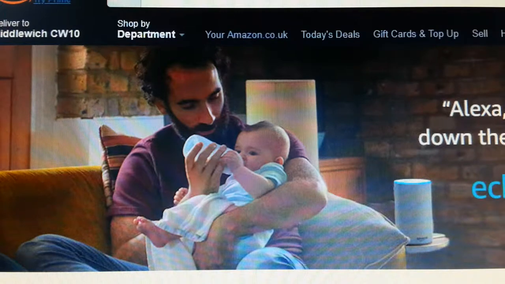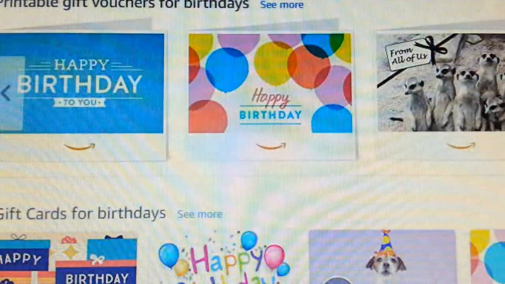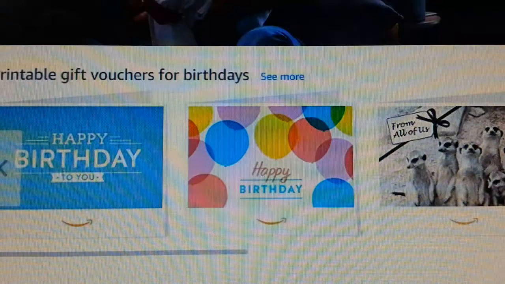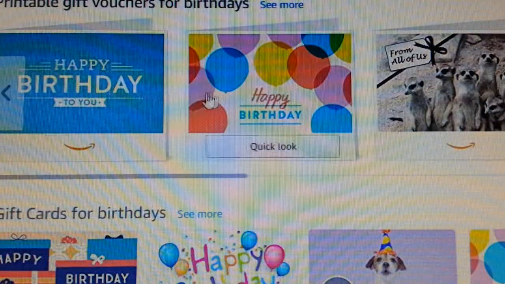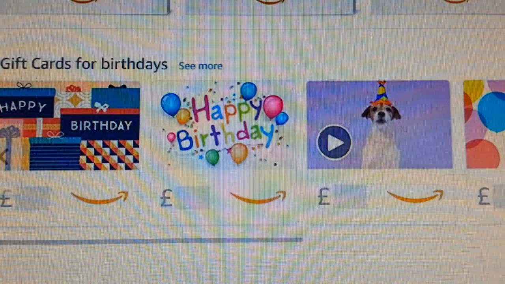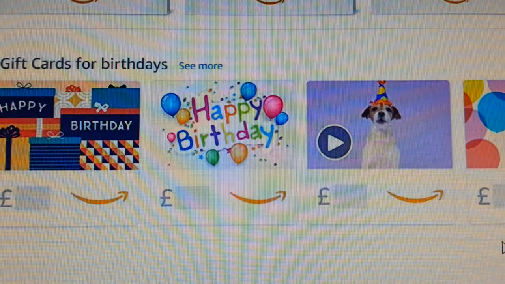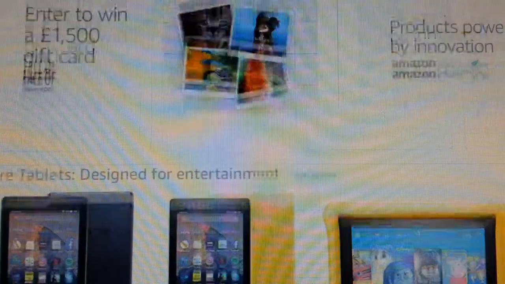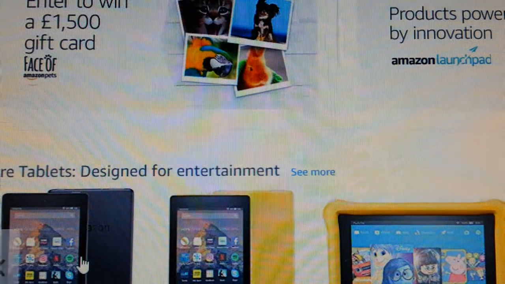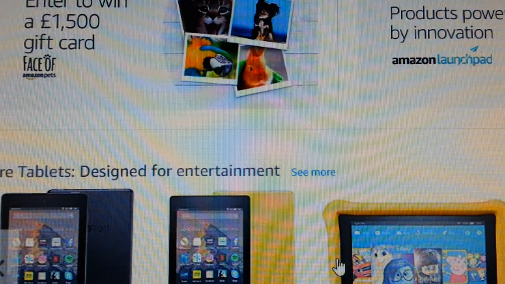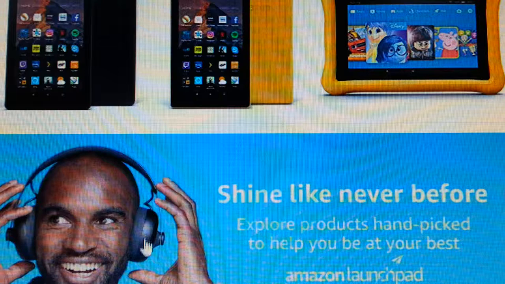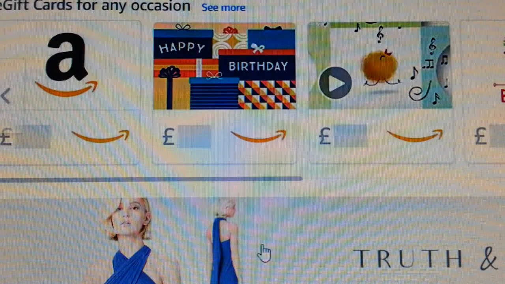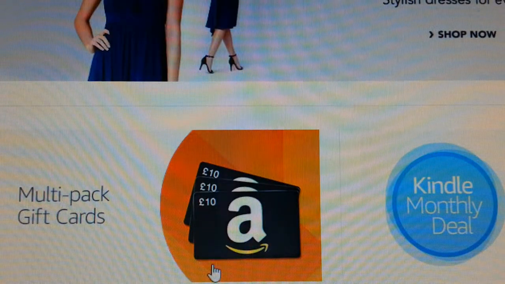Okay, so we've just logged in, and we're here at the moment on Amazon. This is the Amazon main page. They're suggesting a lot of birthday gift card ideas on the front. Then as you scroll down, the usual stuff: tablets, which are always a good seller. Then it's suggesting headphones, as you can see. So basically these are the top selling items on Amazon, and that's what they mean.